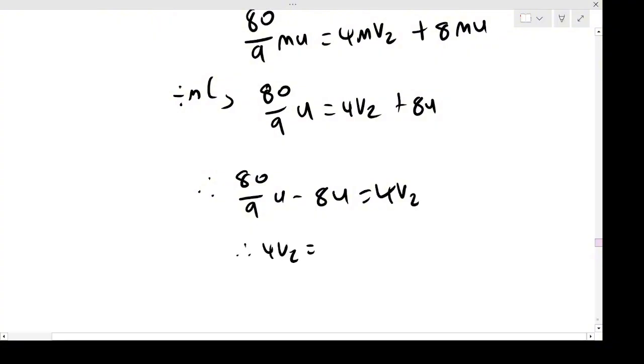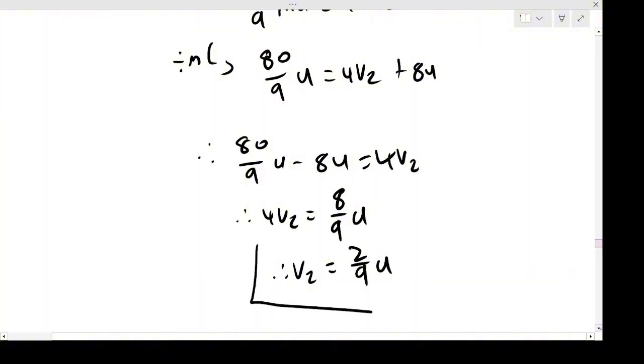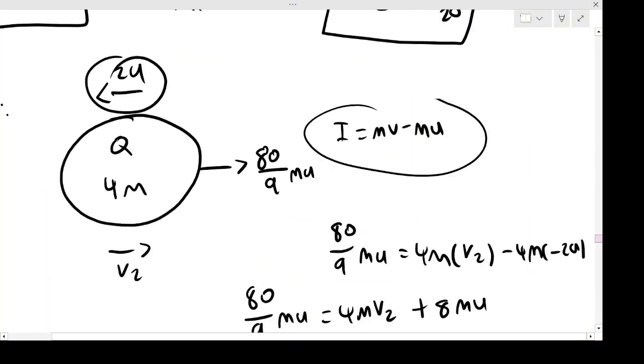If we collect the u's now, we have 80 over 9 take away 8. That's 8 over 9 u. And there we are. Therefore v2, if we divide by 4, we get 2 over 9 lots of u. That is the expression for v2 here. Hopefully you're happy with that. I'm just applying the impulse formula here, which you should be familiar with from chapter 1. Again, there's a bit of algebra here, but hopefully you're happy with that.